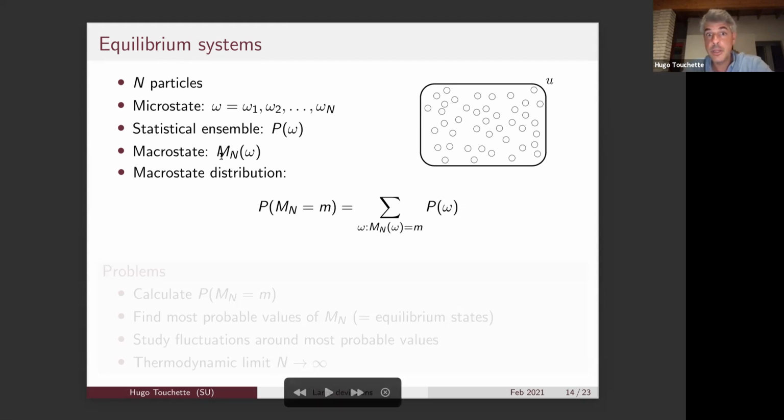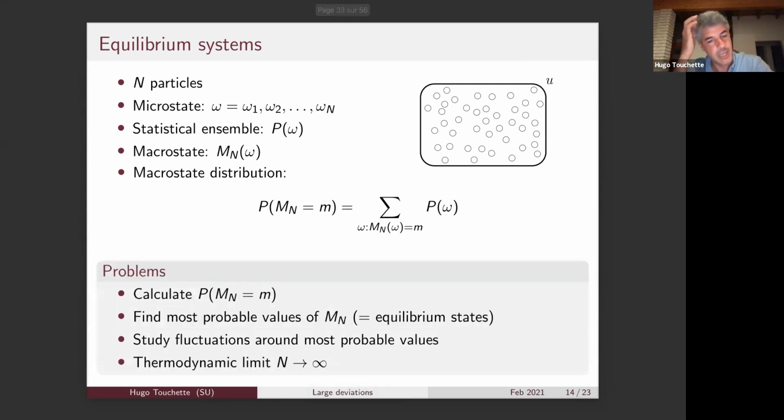And again, just like Boltzmann and Einstein, what we're interested in is not the microscopic configuration, but something that we can observe on a bigger scale, like the total energy of the system, the total magnetization, or the energy distribution. We call this the macroscopic state or the macrostate. And the goal of the theory is to calculate the probability distribution of that macrostate. So the probability that I see a certain value for the macrostate is the sum of all the probabilities of all the microscopic configurations having that value of the macrostate. So that's the basic mathematical framework.